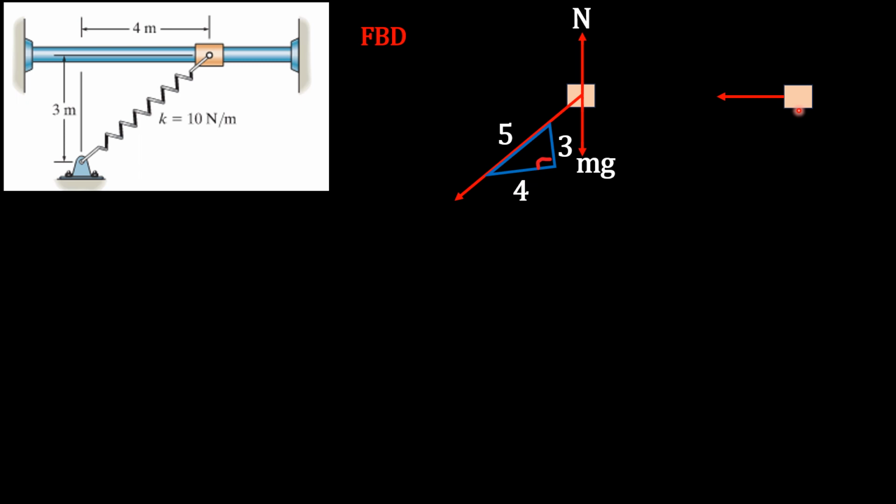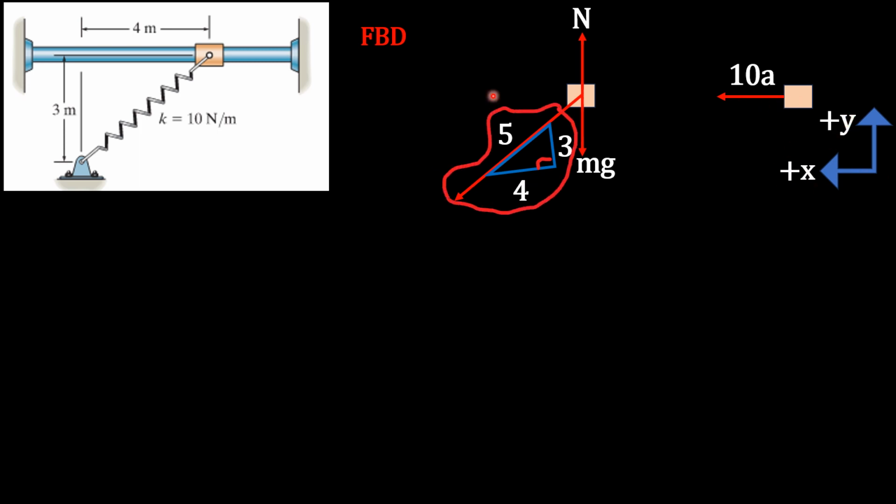And so here the collar mass will move to the left with a force of mass times acceleration, 10 times a. The positive x-axis is to the left, in the same direction as the moving object. So let's take a quick look at this force vector. We call it the force due to the spring, or for short F sub s. It has a vertical component and a horizontal component, and this is the angle theta.